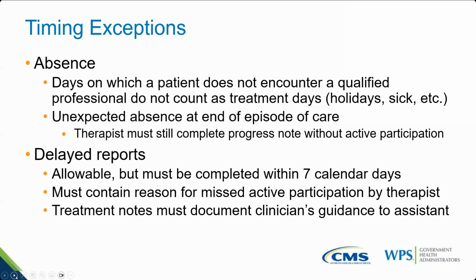There's also a provision in the regulations for delayed reports. Now, this is when there was some sort of unexpected absence by the clinician that delayed the timing of the report. So if this should happen, the therapist should complete the progress report within 7 calendar days of missing the report and document the reason the report was delayed by you, the therapist. So there must be some documented guidance to the therapy assistant if treatment is going to continue in your absence.